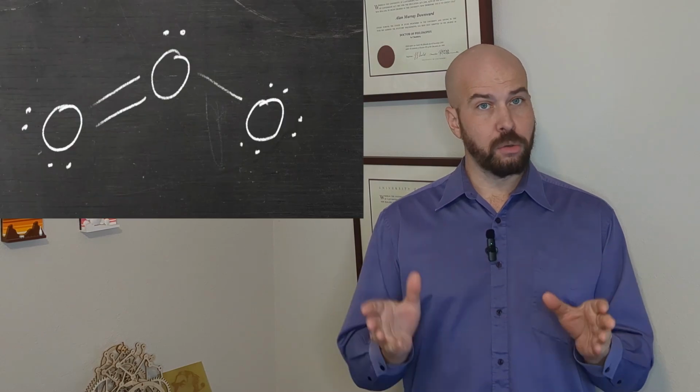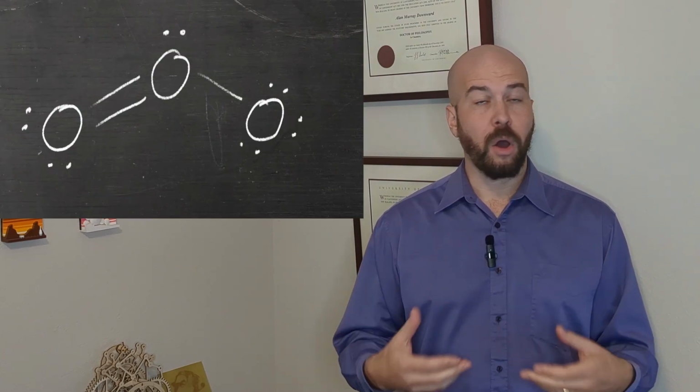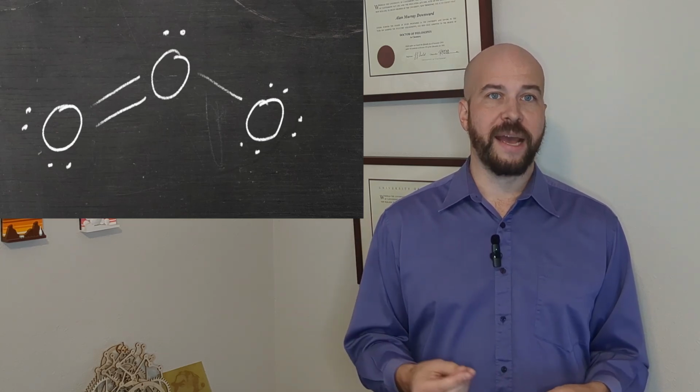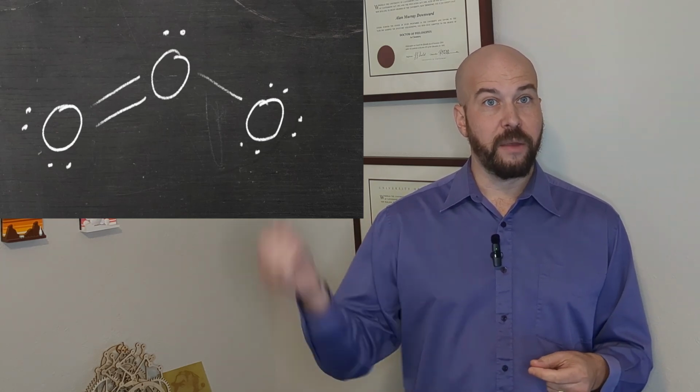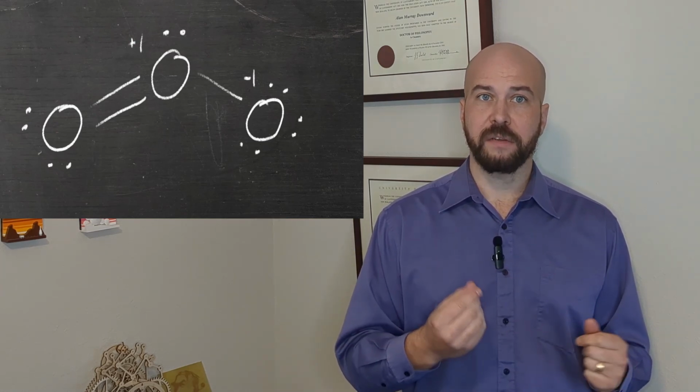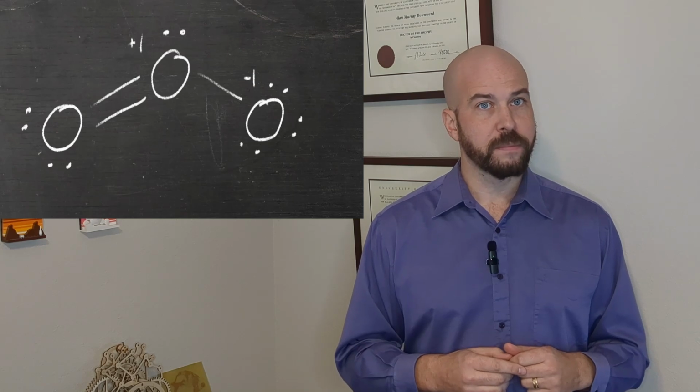Today's video was requested by YouTube user Melissa Silva and it deals with the topic of resonance. In the video Formal Charge and Oxidation Number, we discussed ozone and I told you that it has an oxidation number of 0, but the formal charge for each of the oxygen atoms are different. Here we have a 0, a positive 1, and a negative 1 for the formal charge.